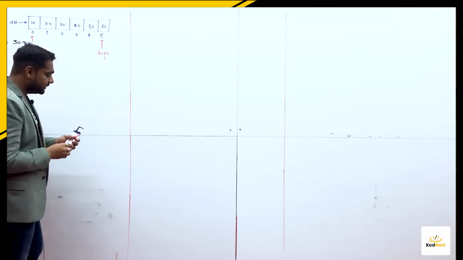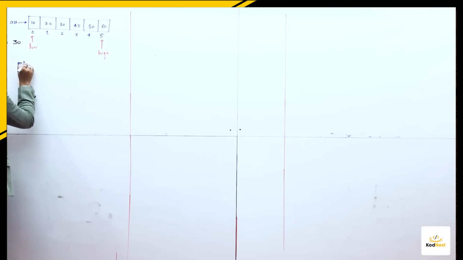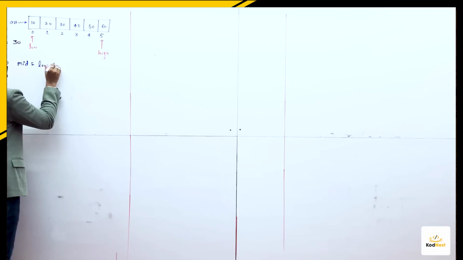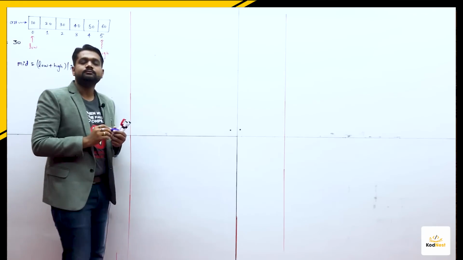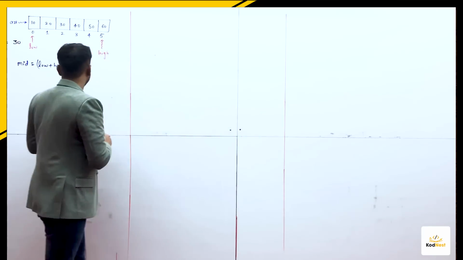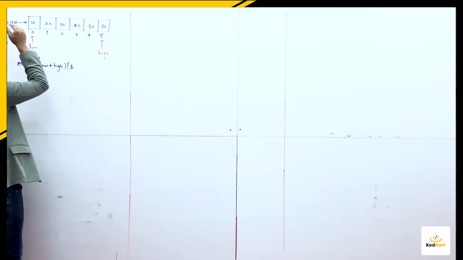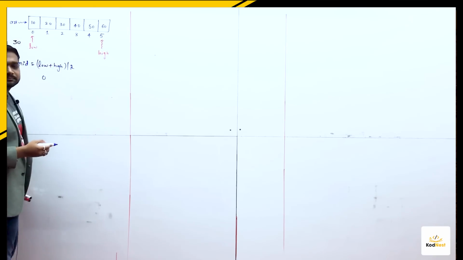Once it is done, you have to calculate something called mid. If you ask me, sir, what is mid? Mid will always be equal to low value plus high value, whole divided by 2. Well, what is the low value? Low is pointing to 0, so the low value is 0. Sir, is it not 10? No, it is not 10. ARR of low might be 10, but low is pointing to 0. So the low value is 0.